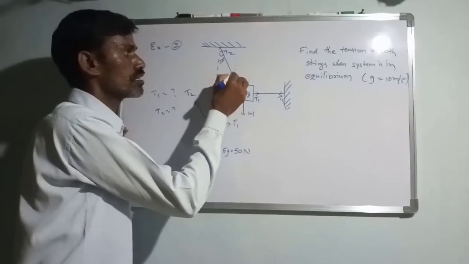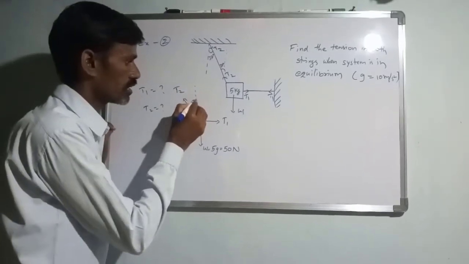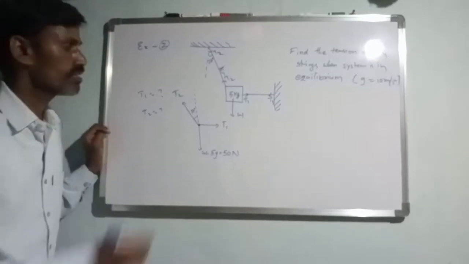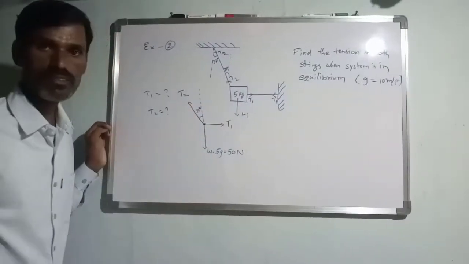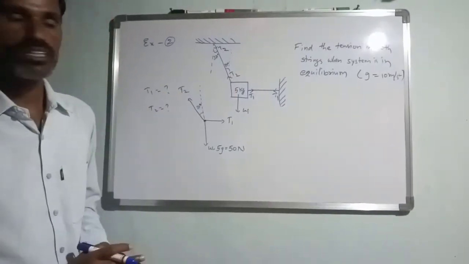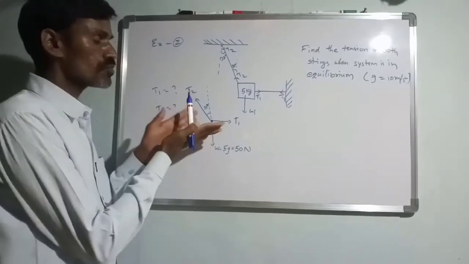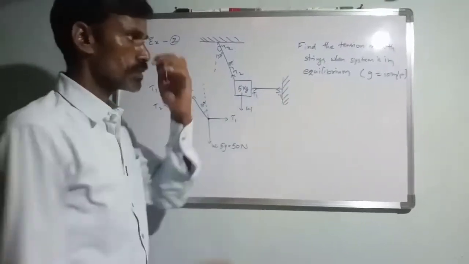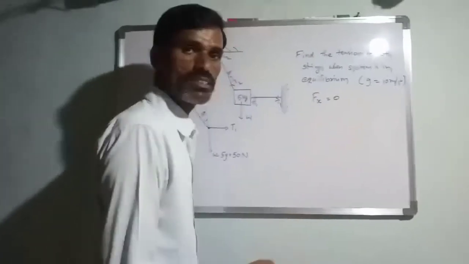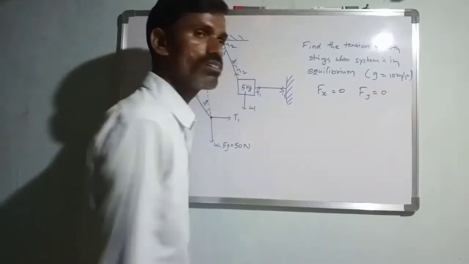So if we draw one more vertical line here, then these two angles are the same. So here 37 degrees. That's why here also 37 degrees. So when we draw a vertical line here, the angle is 37 degrees. Okay. So in this case also the system is in equilibrium. That's why the net force is 0. And that means whenever the system is in equilibrium, the forces in x direction is 0.